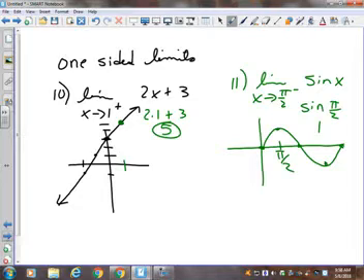But if they give you either rational functions or piecewise functions, it takes a little bit more math to figure out if you can get the answer to the left or the right. So let's look at a few examples of that.